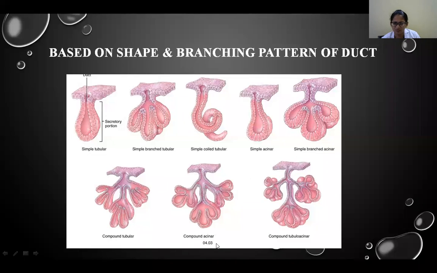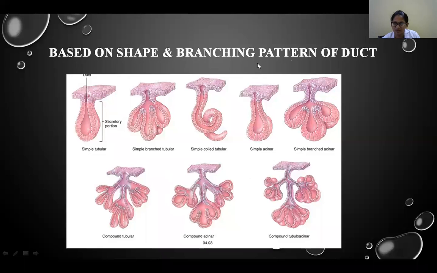Here the secretory end pieces are acinar or spherical in shape, so it is called a compound acinar gland. Here we see both tubular glands and acinar glands. These are the acinar glands and these are the tubular glands. So this is a compound tubuloacinar gland.